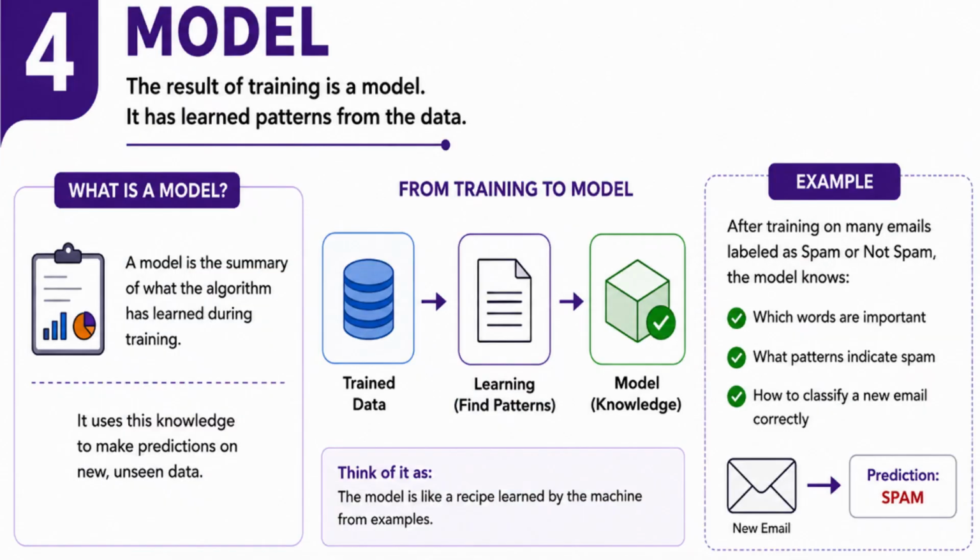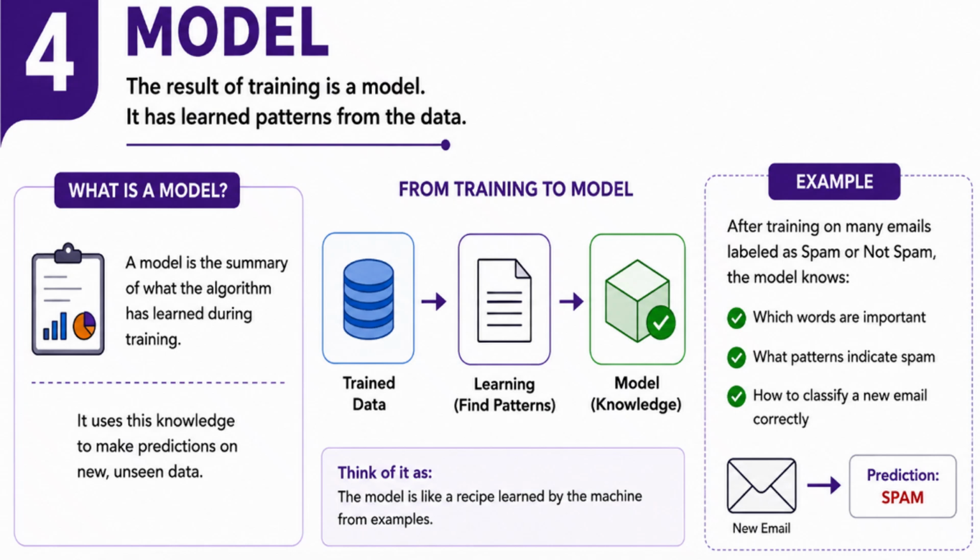Once the training process is complete, the algorithm produces a trained model. But what exactly is a model? A model is simply the knowledge the algorithm has learned from the training data. It contains the patterns and relationships that the algorithm discovered during training. You can think of the model as a set of mathematical rules that the machine has learned, not the training data itself. During training, the algorithm learns from the data. Once training is complete, the training data is no longer needed to make predictions. Instead, the trained model is used.